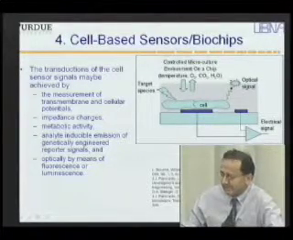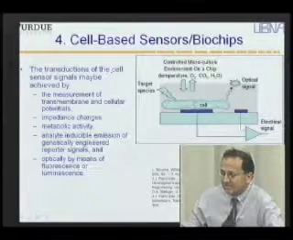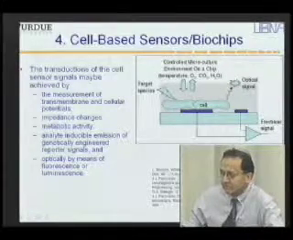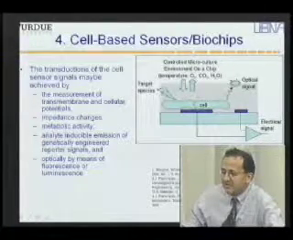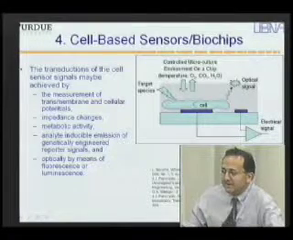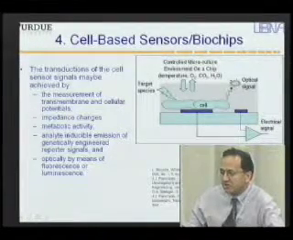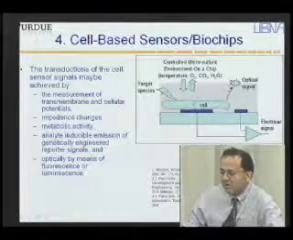So here the basic idea is that the transductions of the cell-based sensors may be achieved by the measurement of the transmembrane and cellular potential, impedance changes, metabolic activity, analyte inducible emission of genetically engineered reporter signals, or optical by means of fluorescence or luminescence.